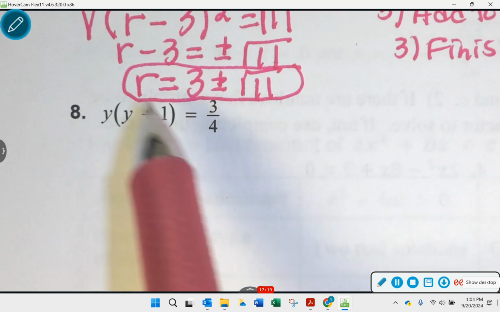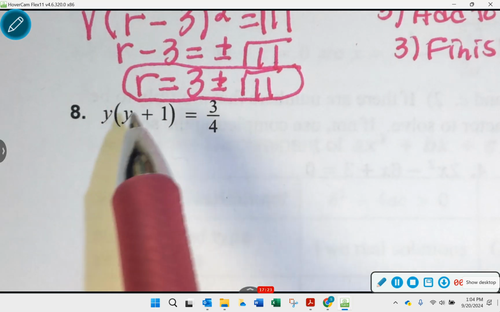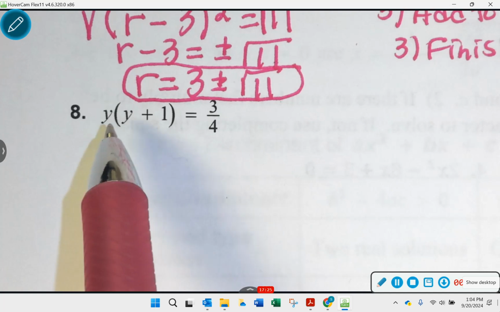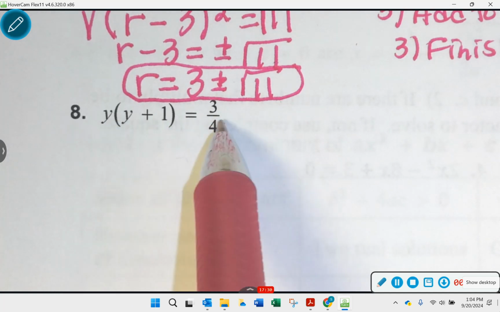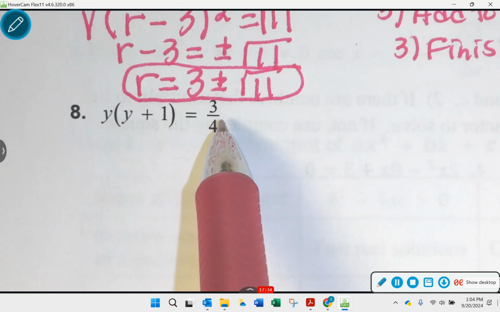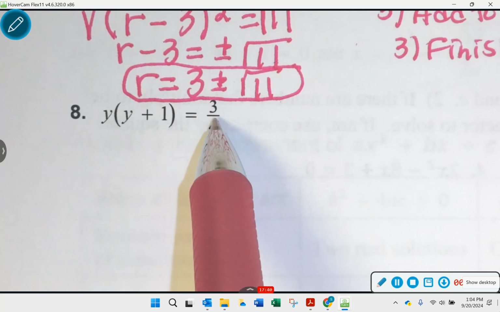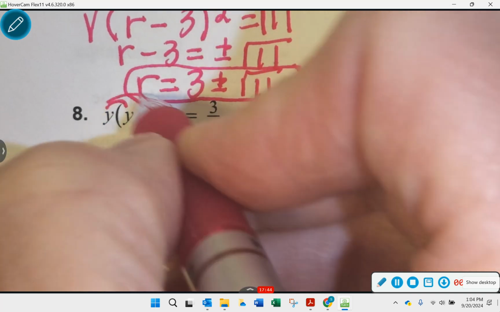Okay, let's go down to number 8. We're going to have to deal with a fraction this time. Here's a common mistake I see. People are like, oh, this is already factored. So I'm just going to say y equals 3/4 and y plus 1 equals 3/4. You can't do that. If this had been equal to 0, then you could. But if it's equal to a number, you cannot do that. You have to multiply this out.